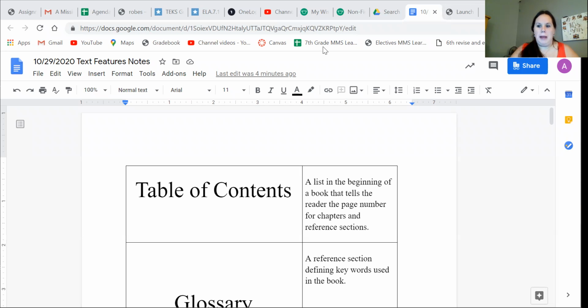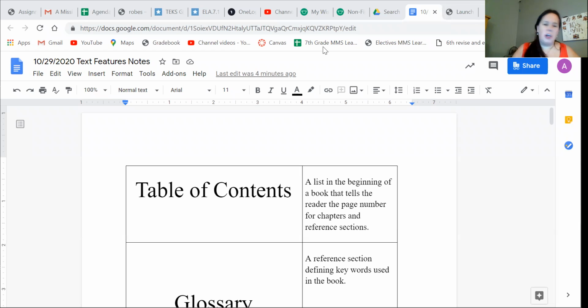Yesterday we talked a little bit about the key differences between nonfiction and fiction, and a little bit about the informational text. So when you are reading informational text, you will find that you rely heavily on certain text features to help you understand and find material. So we're going to go over a few today.